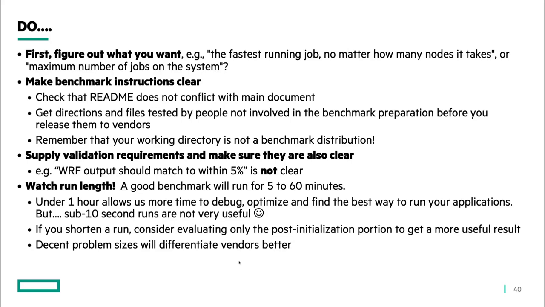And watch the run length. A good benchmark is going to be somewhere between 5 minutes to an hour. Under an hour allows us time to debug, optimize, and figure out the best way to run the application. On the other hand, really tiny benchmarks under 10 seconds are not very helpful at all. And if you end up shortening a run, say your normal production workload takes 6 hours and you're going to cut it down to 1 hour, make sure that you make it an appropriate piece when you do the figure of merit. You may want to skip the initialization portion, for example, in order to get a more useful result.